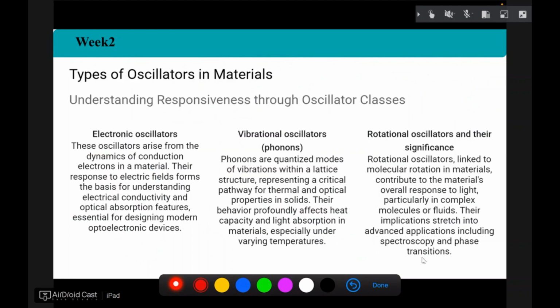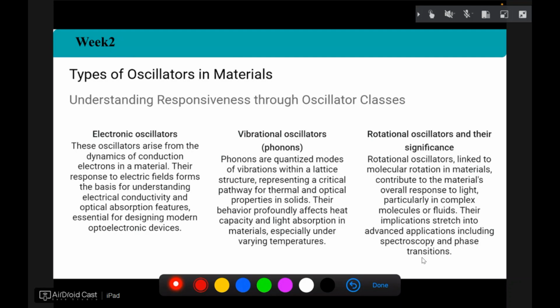Next, moving with the property that omega is greater than omega p, or at low frequency, oscillations will dominate. So now we will understand how we can describe the class through oscillator responses. So first is electronic oscillators. These oscillators arise from the dynamics of conduction electrons in a material. The response to electric fields forms the basis for understanding electrical conductivity and optical absorption features essential for designing modern optoelectronic devices.